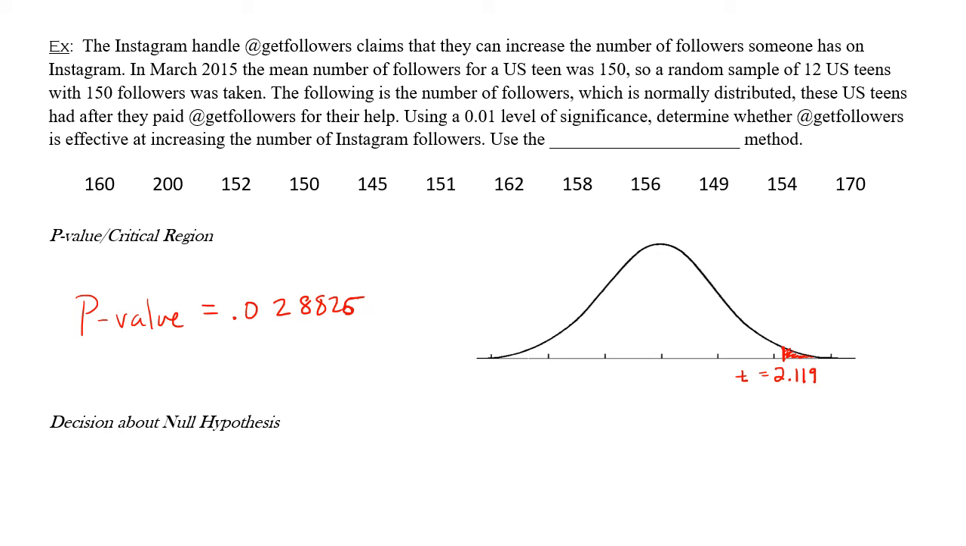And in this case, we're using a 0.01 level of significance. So comparing the p-value with our significance level, well, actually in this case, it's not less than, it's greater than. Since here we got 0.02885, it's definitely greater than our significance level of 0.01. So because of that, we're going to fail to reject.